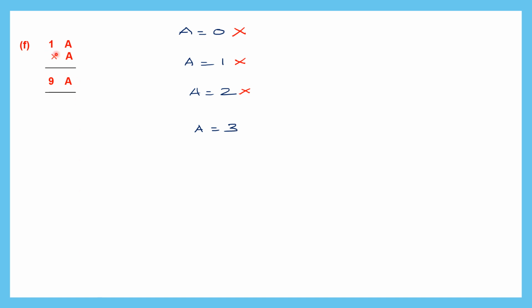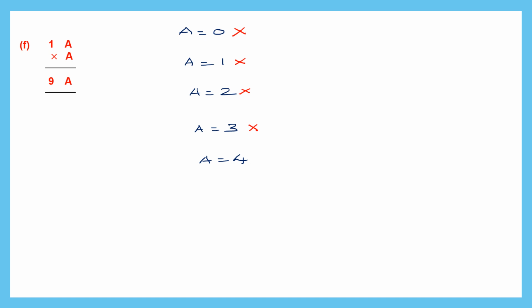So again we have 1A into A should give us 9A. So 1A is 13 into A, again 3, 9A, 93. Now let's multiply and see. 3 3s are 9, not 3. That means this also is not working out. So A cannot be 3. Now we are going to go on to the next number. We tried with 0, 1, 2, 3. Now let's try A equals 4.